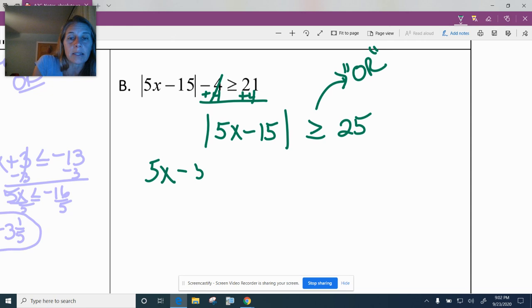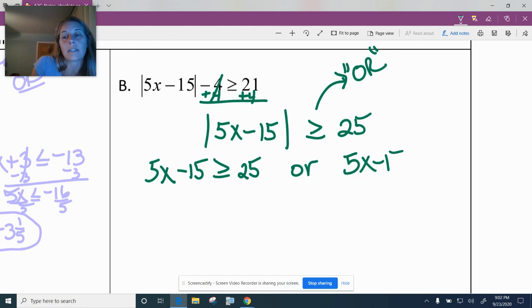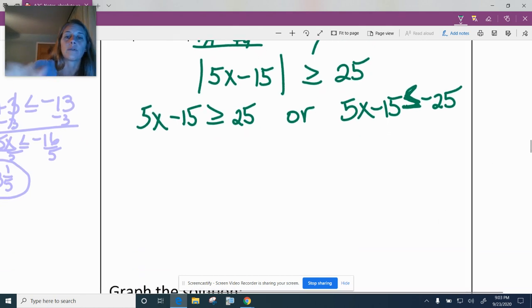5x minus 15 is greater than or equal to 25, or 5x minus 15 is, flip your sign, whoops, less than or equal to negative 25. So now I'm going to add my 15.